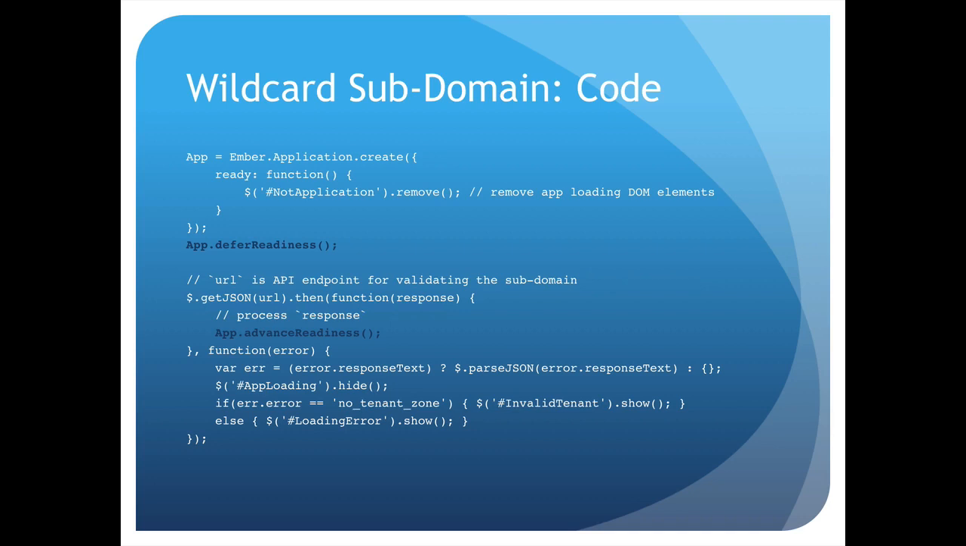And then I'm using jQuery, a getJSON to a particular URL that validates the subdomain, and if it's successful, you just say app advance readiness, and off it goes. And obviously, I then have an error page that's just displayed using standard jQuery if there's an error coming back. So that's how I dealt with that one. If anyone's got a better idea of how to do these things, then do let me know. But that's the one that I came up with.